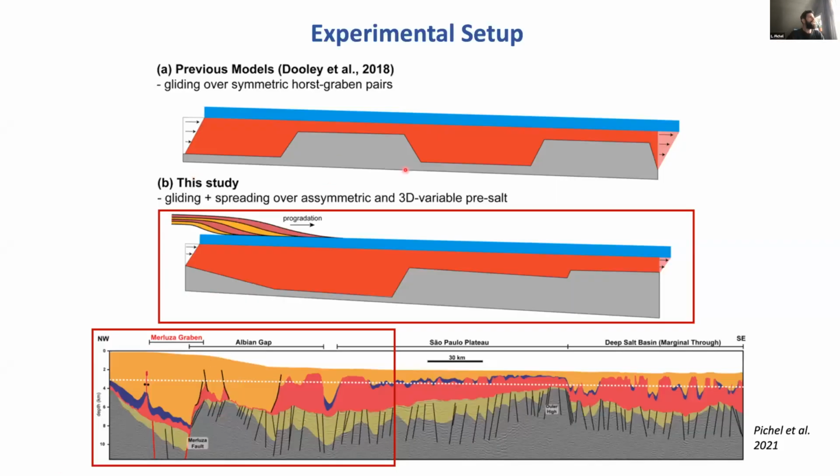We expand on the previous works from Dula et al. They use more symmetric basal geometries. We now use something that is a bit more asymmetric and more specific to the case study, the Santos Basin. And we also start addressing the role of not only gliding, not only tilting the salt basin seaward, but also the differential loading of the post-salt sediments.